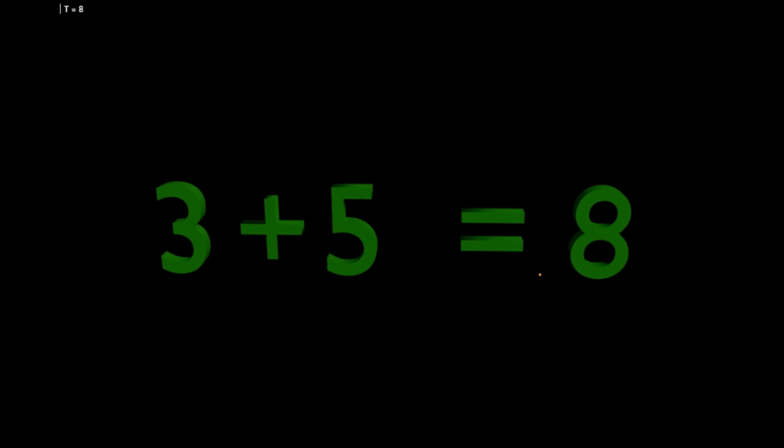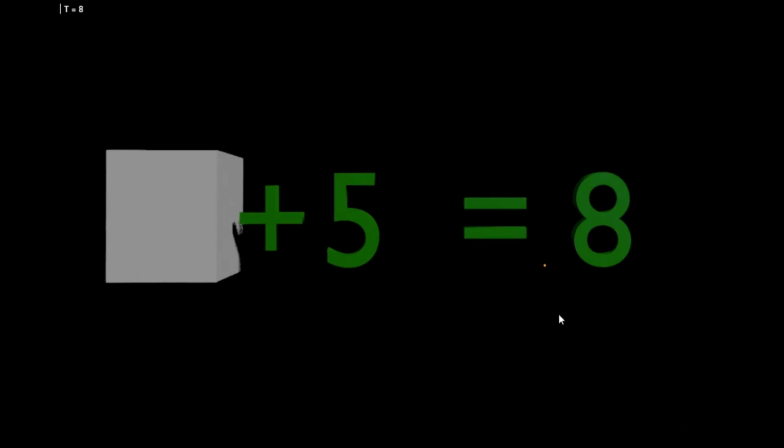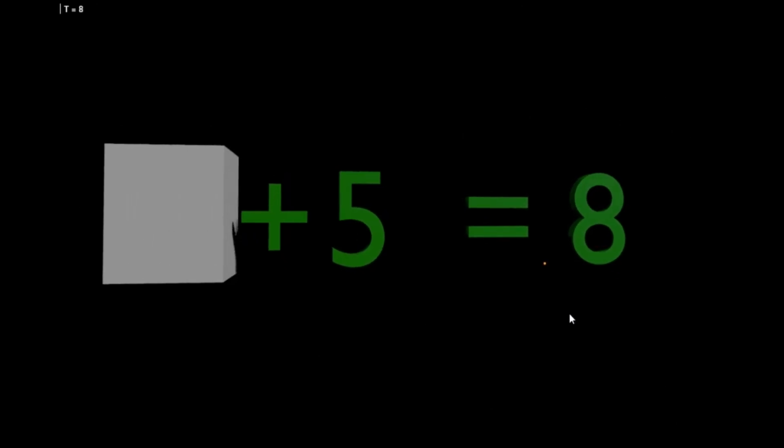Let's hide the 3 for a moment. Now we're getting into the realms of algebra, where we have an unknown value. We know it's 3, alright? There's a value there which we can't see, which, when we add 5 to that unknown value, the overall value on the left exactly matches the overall value on the right.